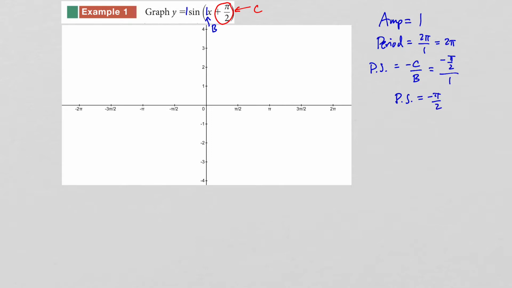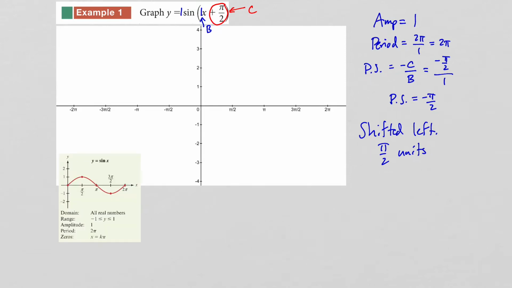Now, what does that mean exactly? It means the graph is going to be shifted to the left pi over 2 units, right? And it's to the left because it's a negative. So what that means, if you think about your original sine graph, and I brought that in for reference, right? Your original sine graph starts at the origin, goes up, goes down, and then back up to the middle again. So this point that is normally here at the origin will be shifted to the left pi over 2 units. So that means it's going to be here.